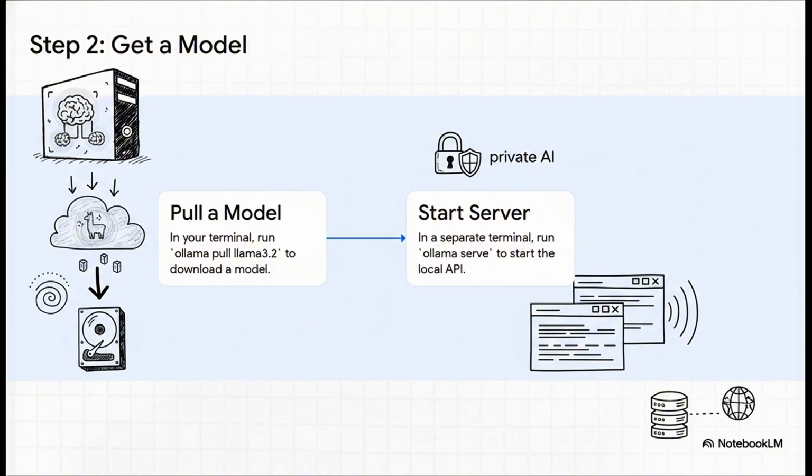So, once Ollama is installed, it needs a brain, right? That's our model. With one simple command, like ollama pull llama3.2, you're downloading a powerhouse model right to your machine.